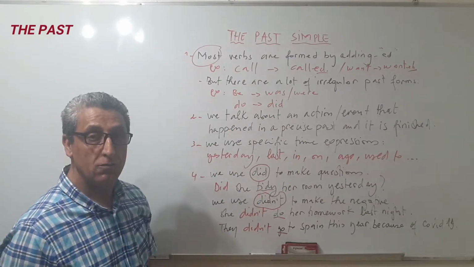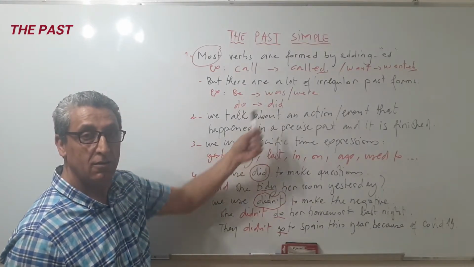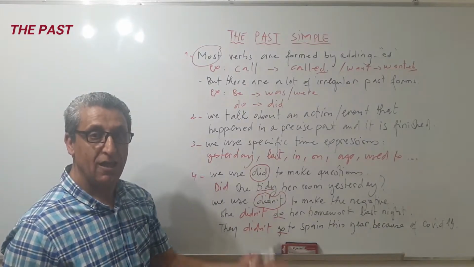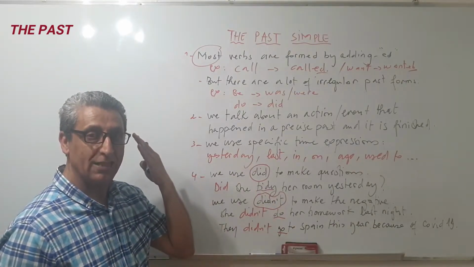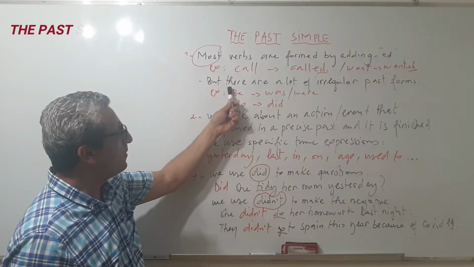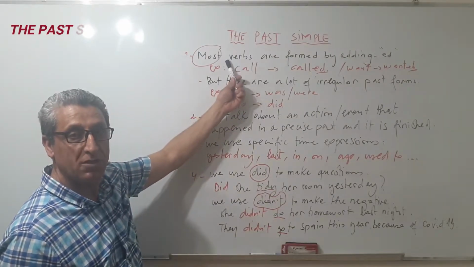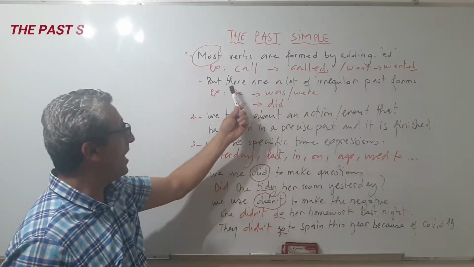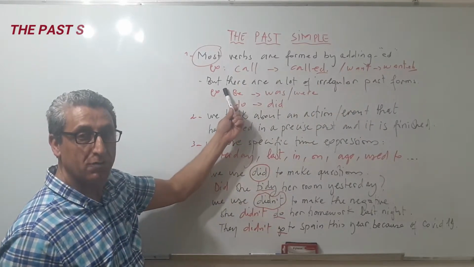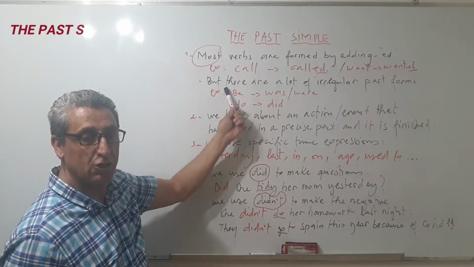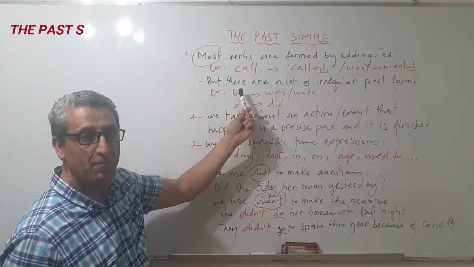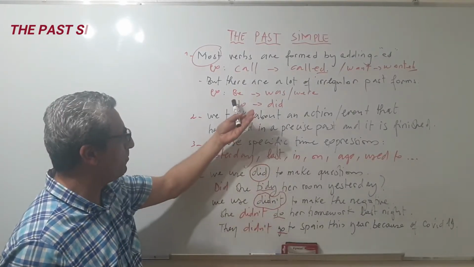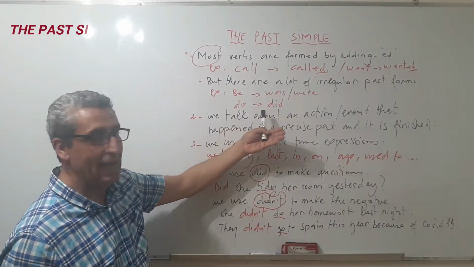And the verb to do. Did. I do something now, or in present. I did something yesterday. Okay? So, as I said, most verbs form the past by adding ed, and there are some verbs, okay, a lot of verbs actually, that in the past do not add ed, they have different forms. Example, be, was, were, do, and did.